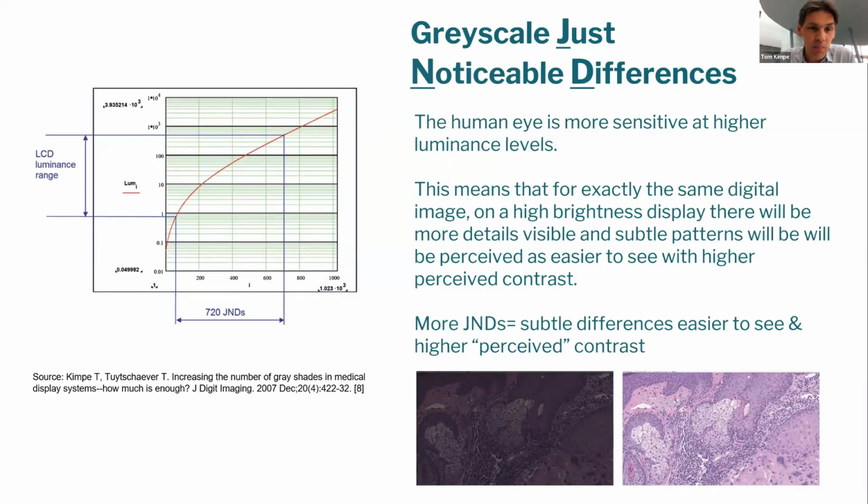And the second point that I want to highlight is that the human eye is more sensitive at higher luminance levels. And that has also been illustrated at the bottom here. It's the same pathology image, but one is very dark, while still having the same contrast ratio. The right one is much brighter with the same contrast ratio. As you can clearly see, you can see much more information on the right than on the left. So that's important to understand.